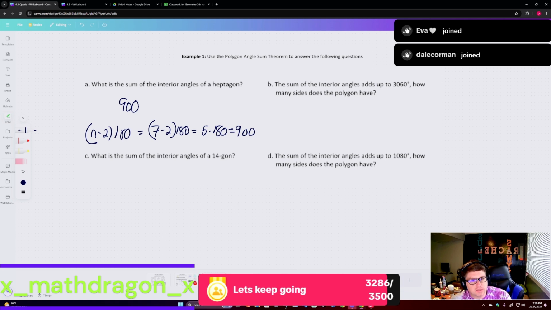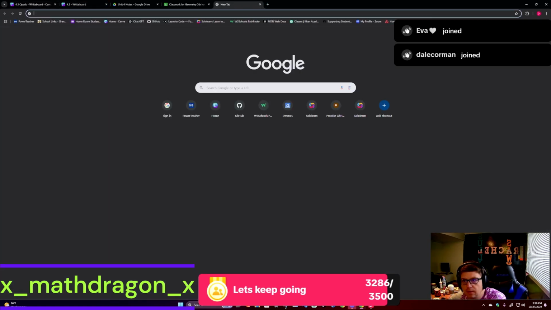The sum of the interior angles adds up to 3060. How many sides does this polygon have? So we know the sum of the interior angles. We know the equation for the sum of interior angles. So now we're just going to solve for n. Now you could distribute the 180 in here, or you could just divide both sides by 180 to start with. And we're going to do 306 divided by 18.